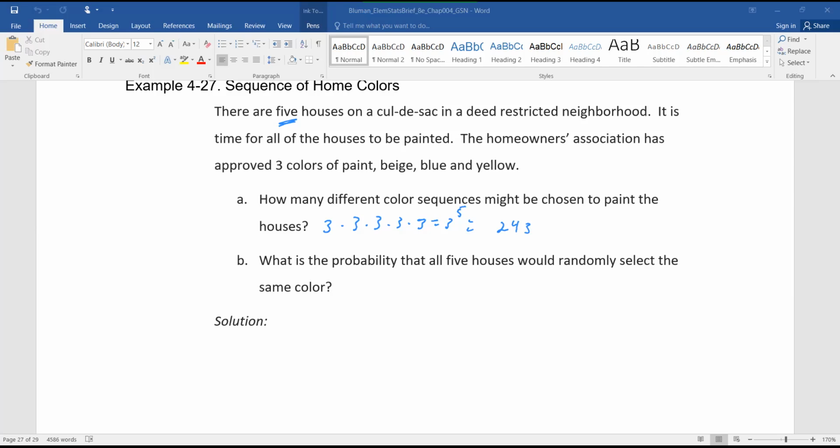Yeah, there you go. Perfect. Way to go, Charlie. Yeah, 243. Any questions on how to find all the total combinations there?